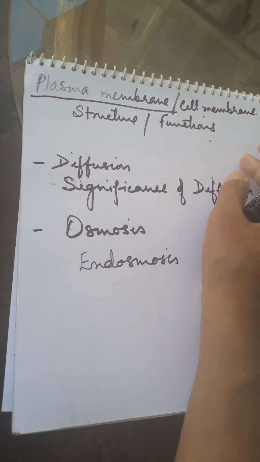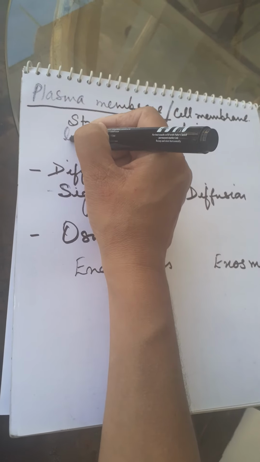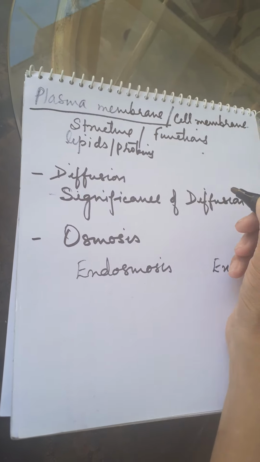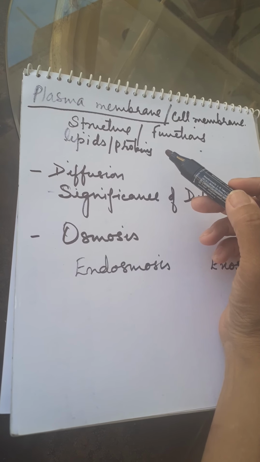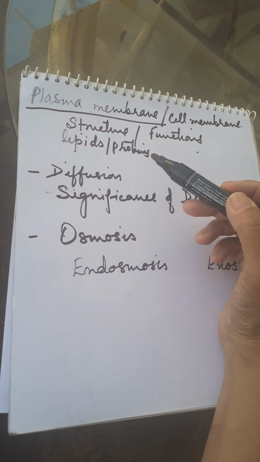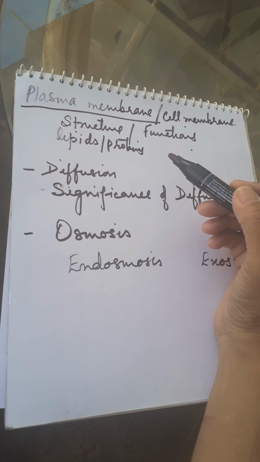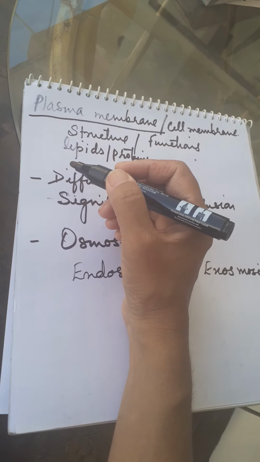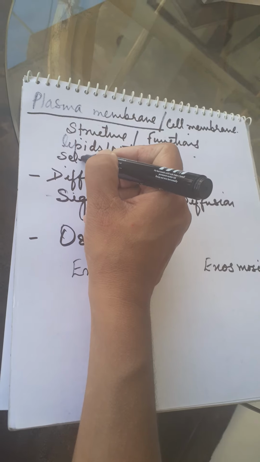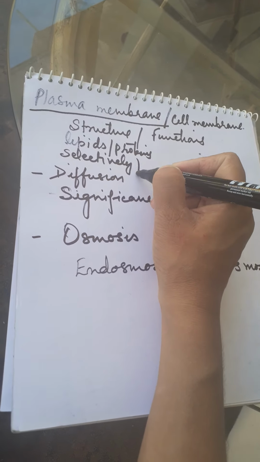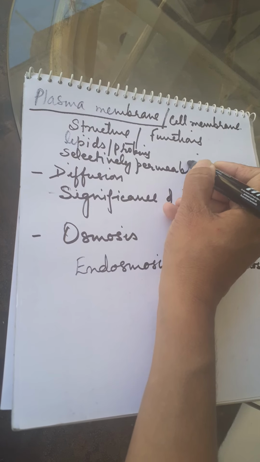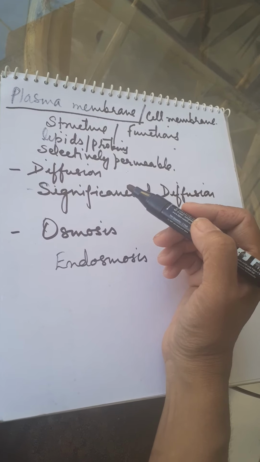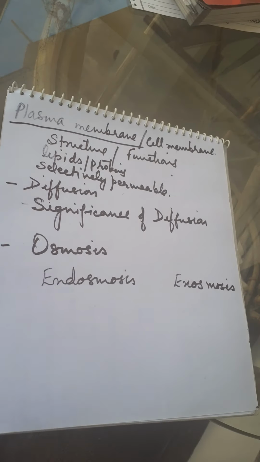It is living, a very thin structure. It consists of lipids and proteins. It keeps the cell content separated from the external environment. So, plasma membrane allows or permits the entry and exit of only selected materials inside the cell. So, that is why it is also called selectively permeable, as it allows only specific substances to enter or leave the cell.